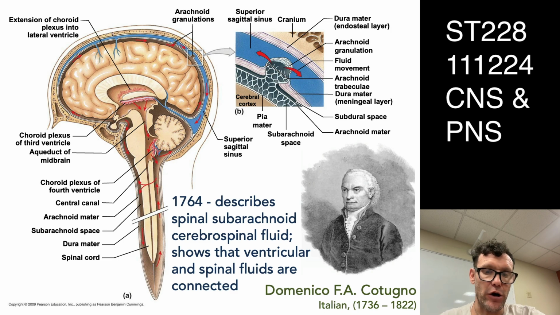Later, about 60 years later, another Italian guy, Cotugno. I don't know how to say that. I've never heard it pronounced. Domenico F.A. Cotugno was an Italian that in the middle of his career was able to describe how this fluid is connected between the subarachnoid CSF that the brain is floating in and the fluid that's in the central canal of the ventricles. He was basically able to get the plumbing of this whole system worked out.